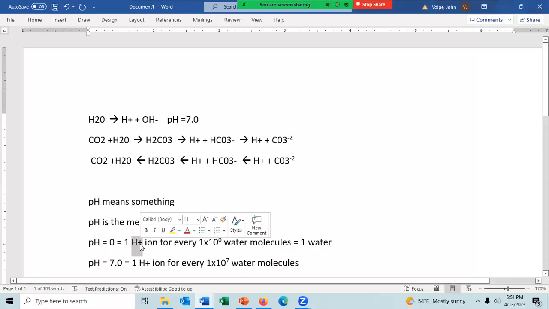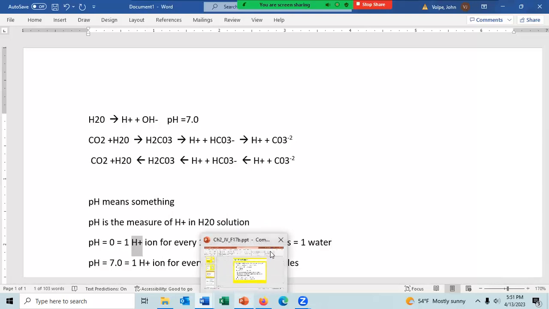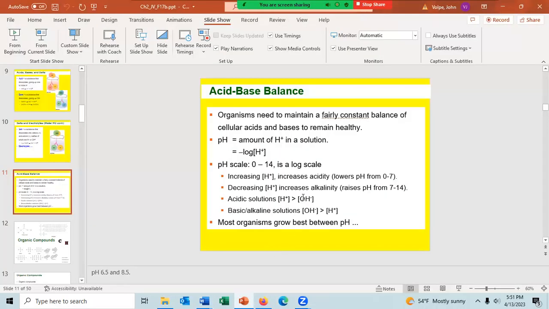Any question about that? That's the pH scale. 0 is the lowest, 14 is the highest, and I don't know why the pH scale doesn't go above pH 14. Somebody can research that if you want, but most organisms grow best around pH 7. So something like pH 6 to 8 is the pH that most organisms grow best in.